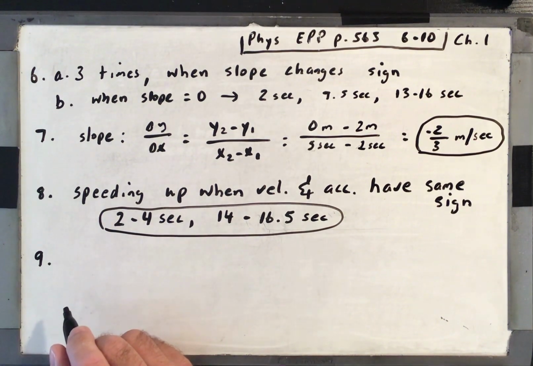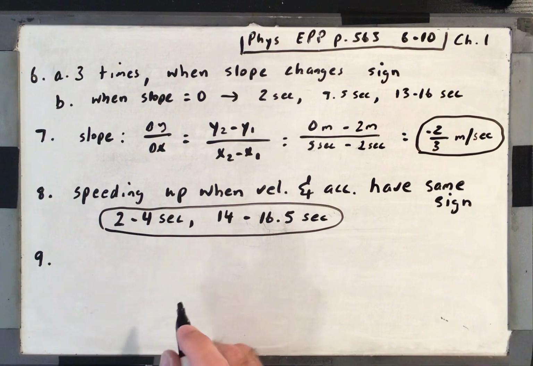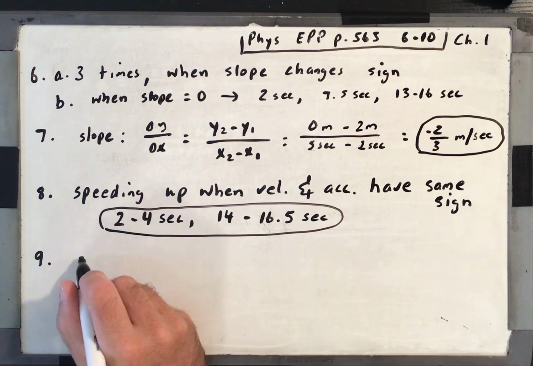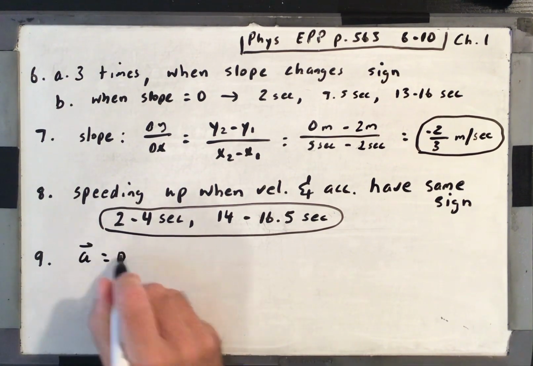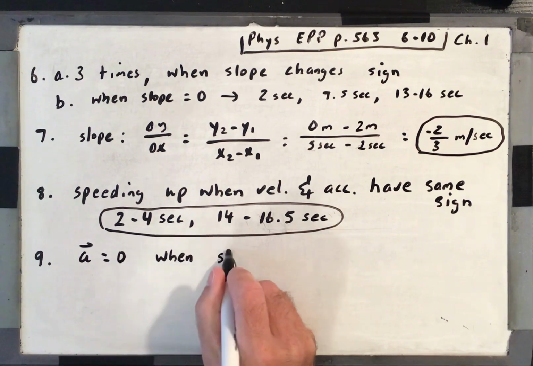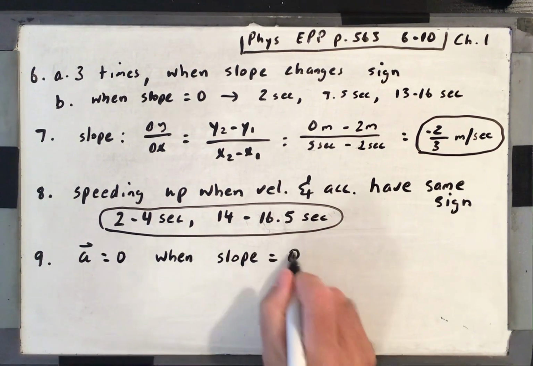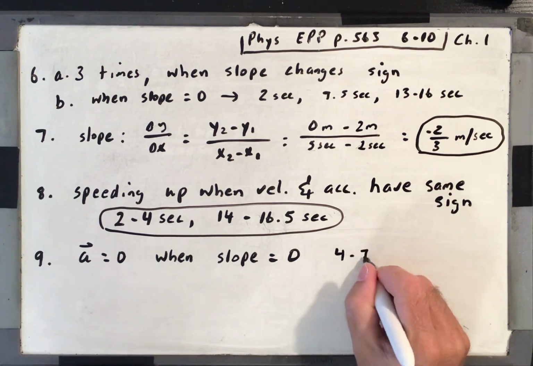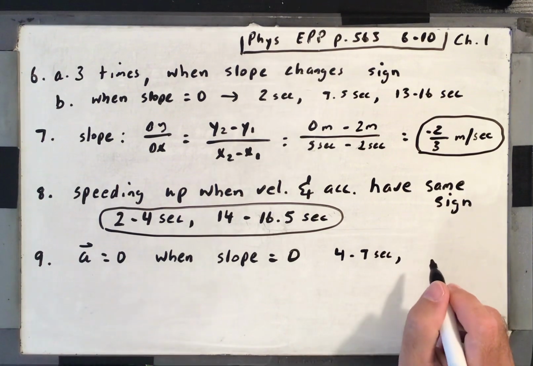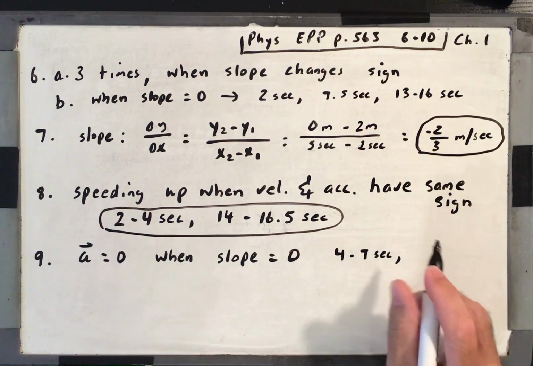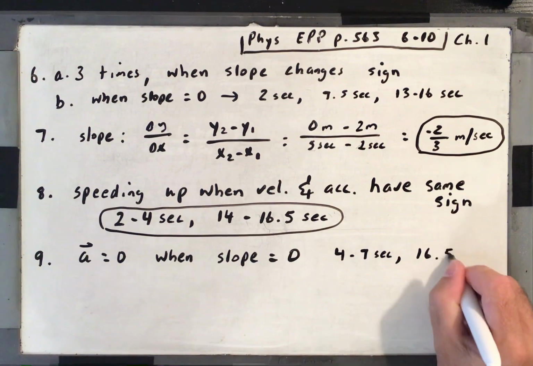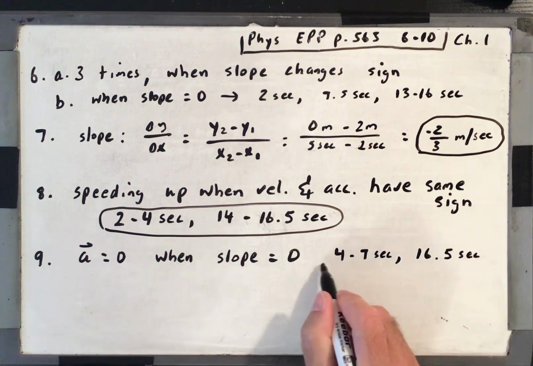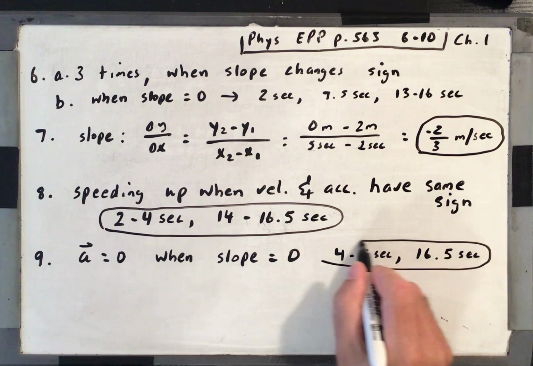Okay, number 9 says, during what time interval is the acceleration equal to 0? Well, acceleration equals 0 when the slope is equal to 0, just a horizontal, flat slope. And that occurs between 4 and 7 seconds, if you look at the graph. And then also at just about 16.5 seconds, just for a moment, when acceleration changes signs there.